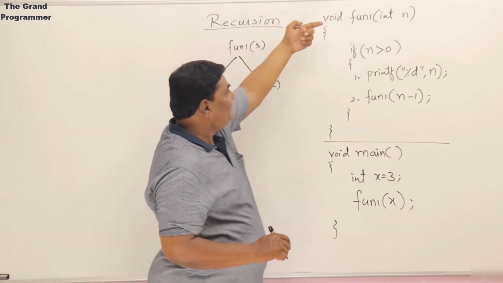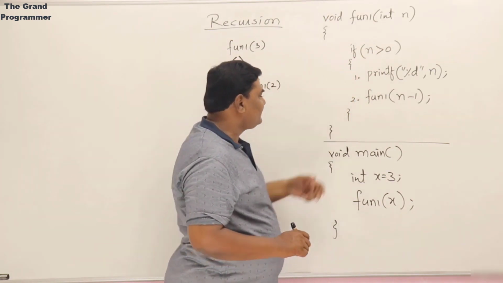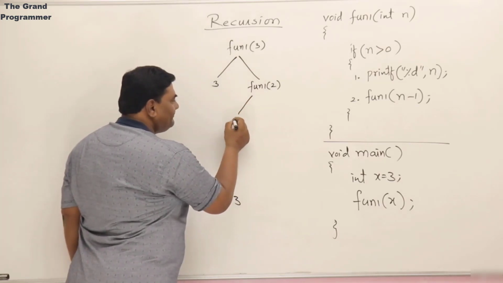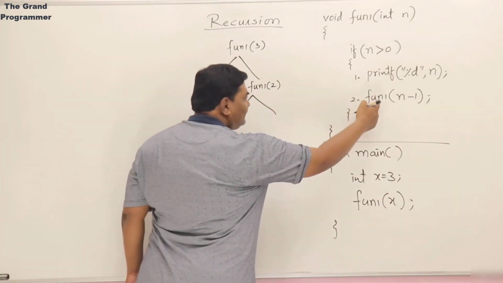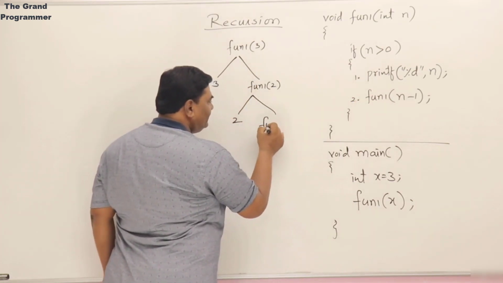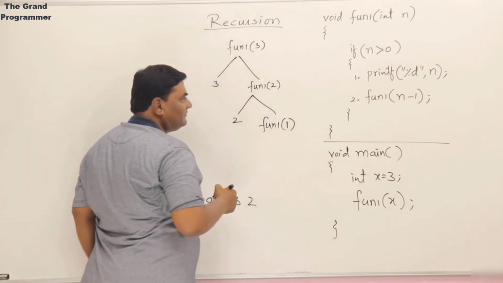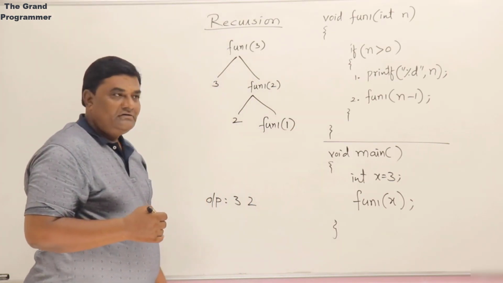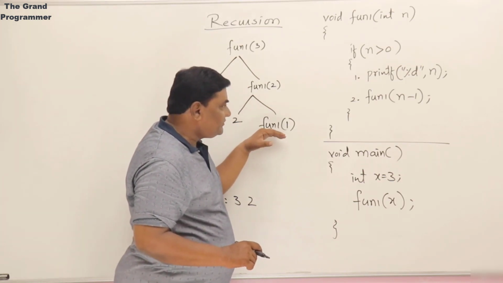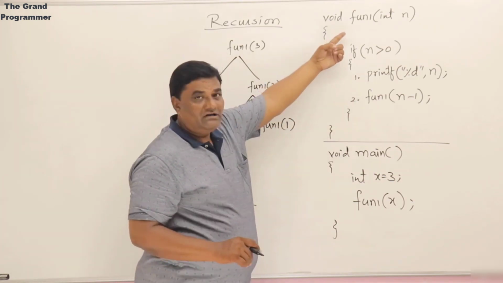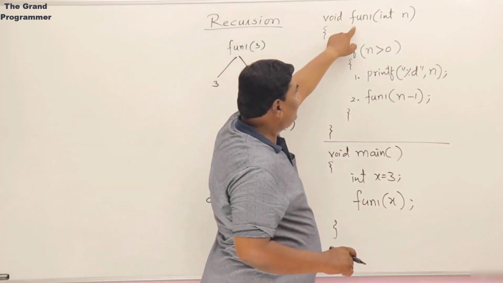Fun of 2. Again start. 2 is greater than 0. Yes, two steps. So the first step is print 2. So the output is 2. Then call itself for n minus 1. So fun of 1. Now still this call has not finished. It has printed and it has to call this one. So again a new call, a fresh call. That fresh call is fun1 with 1.